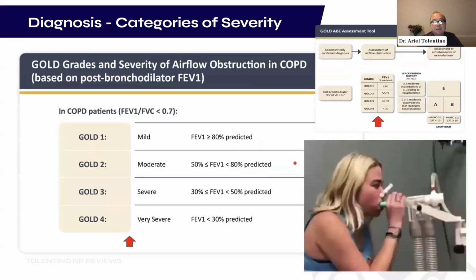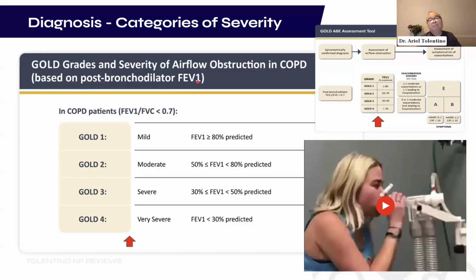Okay. Now, next one. We are now dealing with this box on the center, almost on the center of the GOLD ABE assessment tool. This is concerned with determining the severity of COPD. Now, take note that this FEV1, the basis is your post-bronchodilator FEV1.